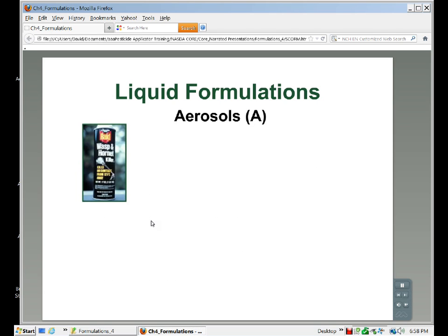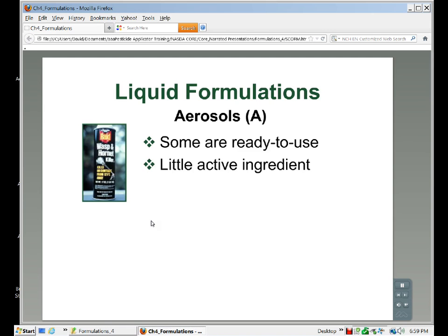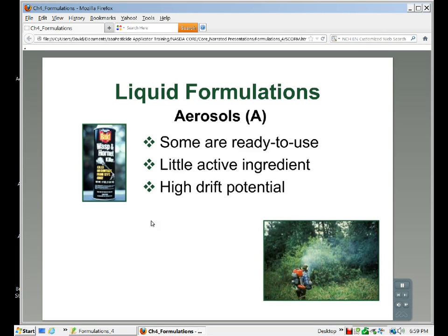Most aerosol formulations have a very small amount of active ingredient. The aerosol formulations that most people are familiar with are self-contained units, like bug sprays. These units contain an inert gas under pressure, and when the trigger is released, the formulation is dispersed in very fine droplets. Because of small droplet size, aerosol formulations have a high drift potential and an increased risk of inhalation exposure.